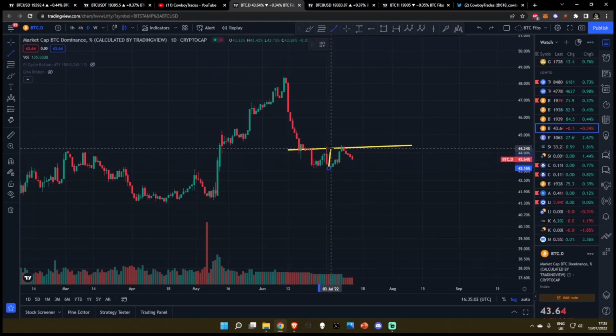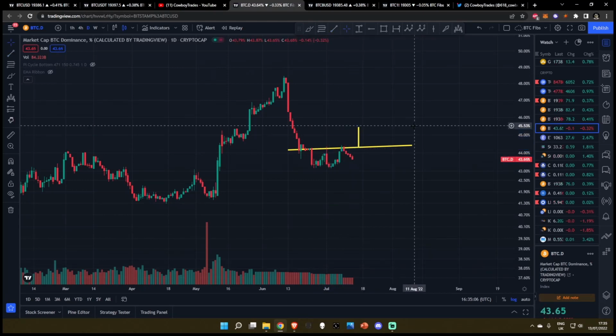If I mark the target, couldn't see where it was with that. So let's say we break up in the next 3 to 4 days, because it takes a while for the dominance to make these moves. It's very rare that it just snaps. Actually, no, I take that back. When it's consolidating, it takes a while, but when it's ready to make a move, it snaps up and snaps down. But until we come up to this inverse head and shoulders, I think it could take a couple of days. So the next move to the upside on the dominance could be 45.5.